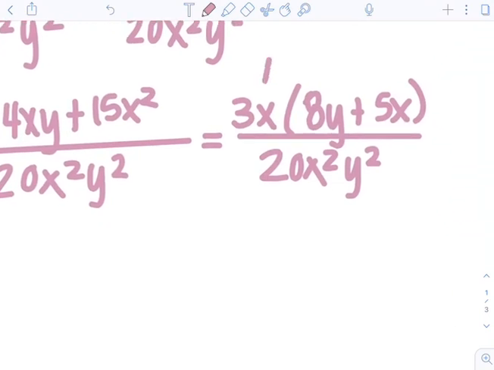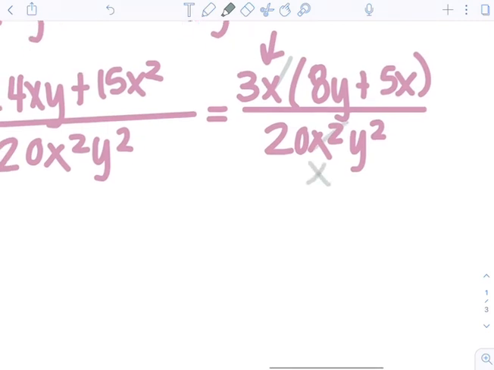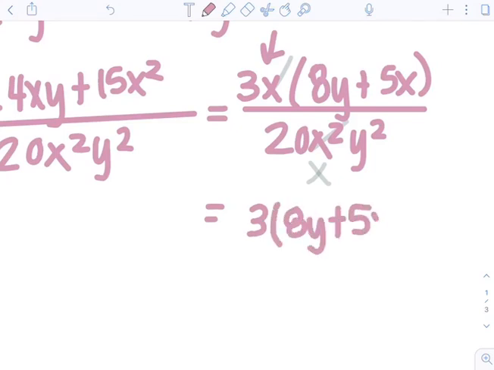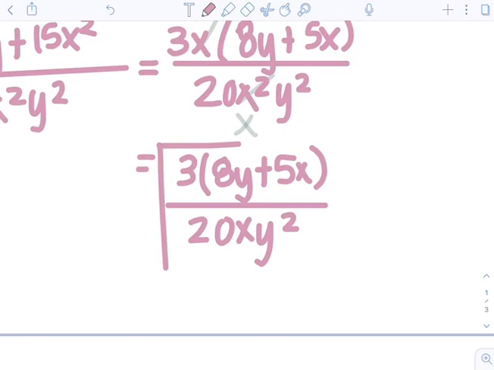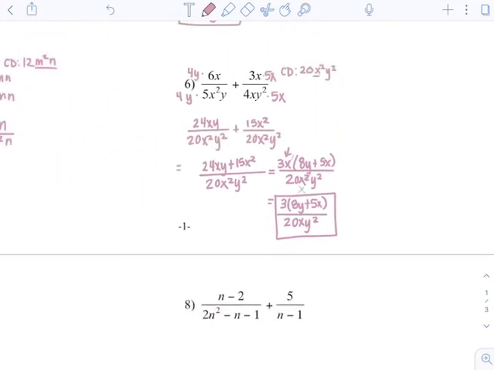Now that you factored this out as a GCF, it is not a part of the binomial anymore, and you could simplify that with the monomial in the denominator. So the x's can actually simplify with each other. So I'm going to cross out this x, and this is just going to become 1x. So my final answer is going to be 8y plus 5x over 20xy squared. Okay, you could redistribute the 3, but that's just extra work. You don't have to. You could just leave your 3 factored out as is. But if you want to multiply it in, you can.